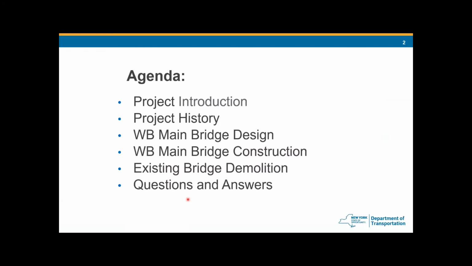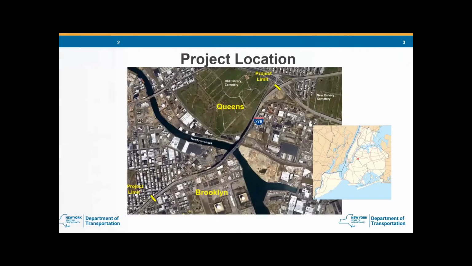Today's agenda: project introduction, project history, west span main bridge design and construction, existing bridge demolitions. Then we have question and answers. Project locations. The new bridge is located in New York City, and the bridge system is part of the Brooklyn-Queens Expressway in New York City. It's connecting from Greenpoint, Brooklyn to Maspeth in Queens, which carries the Interstate 278 and crosses the Newtown Creek.